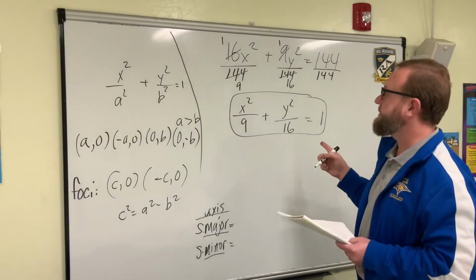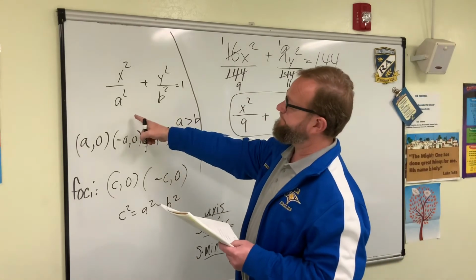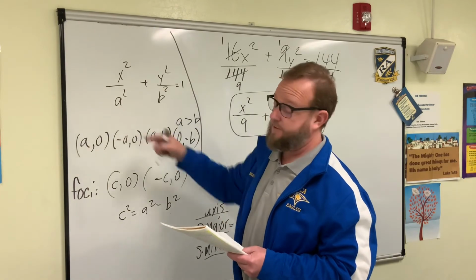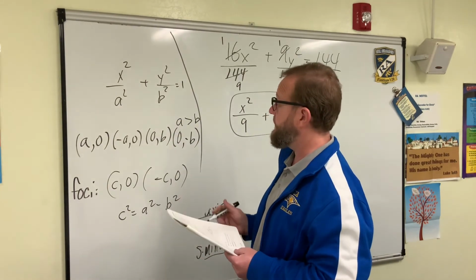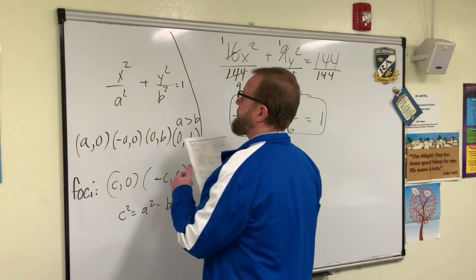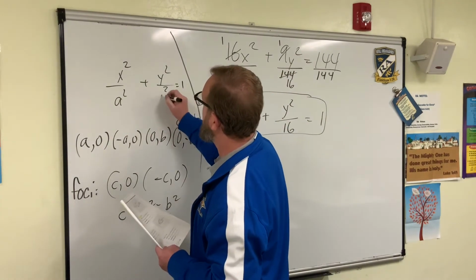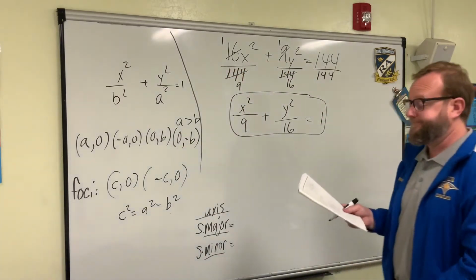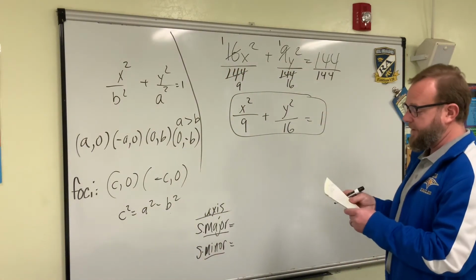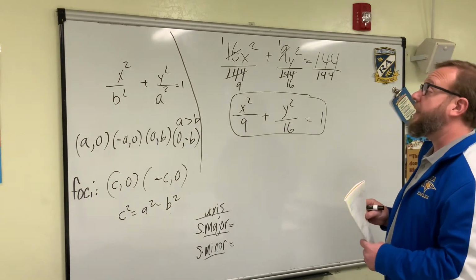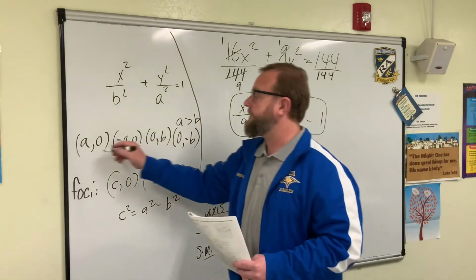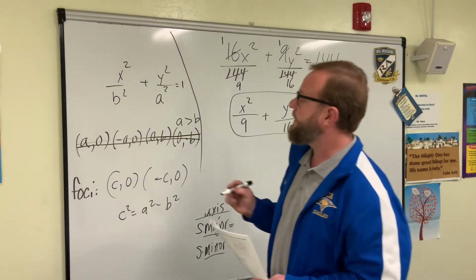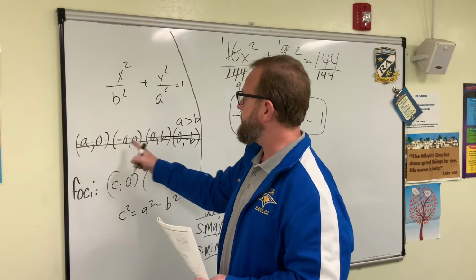And I look at this and realize, the bigger number, a, is not under the x. So things have to switch around. You got to switch them. So A moves over here, and B moves over here. Is that all that moves? No, it's not. All of these suddenly don't count anymore. Because if I switch these two, then I need to switch these.